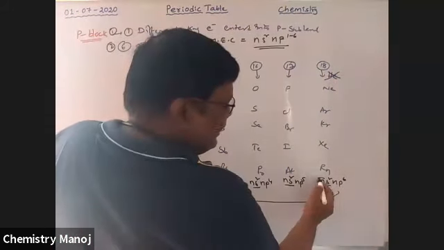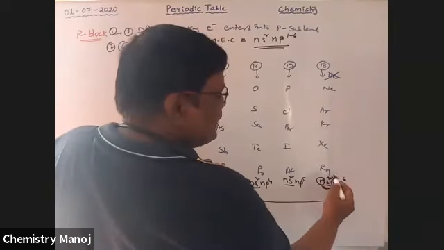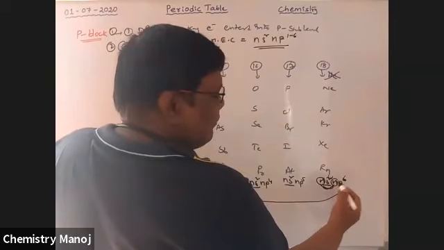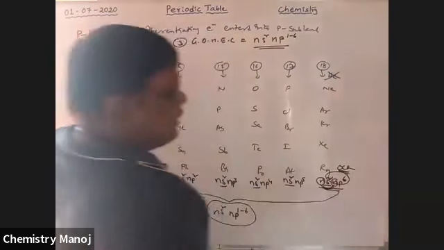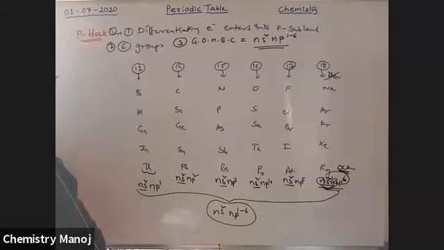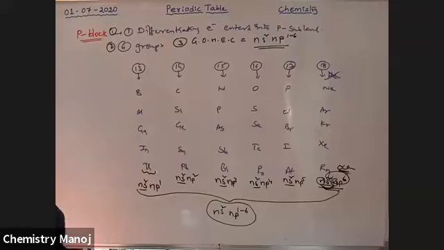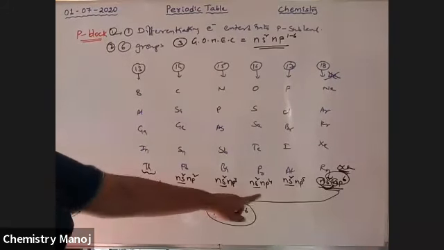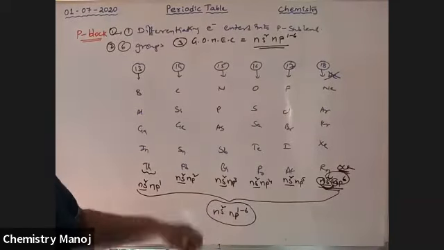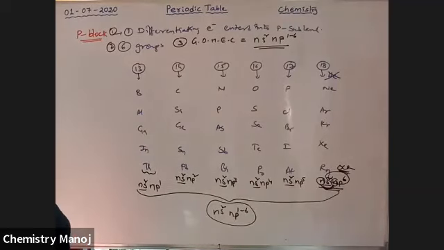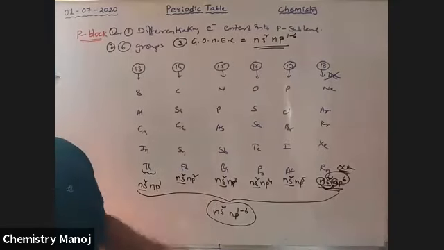Here it is the nth orbit, and the last orbit contains the s orbital and p orbital. When the s and p orbitals are completely filled, that means it is an octet configuration. Elements having an octet configuration are stable elements, that means the noble gases are stable in nature. In the remaining elements, incomplete p orbitals are available. These are not stable. They try to become stable by losing electrons, gaining electrons, or sharing electrons.